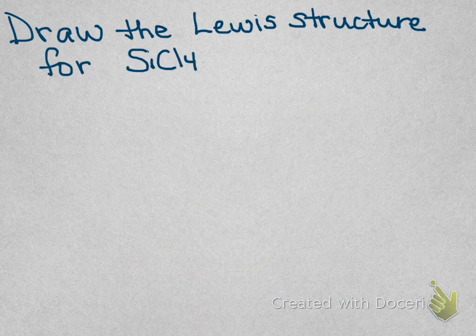Let's do one more. SiCl4. Okay, step 1, available electrons. Silicon has 4. Chlorine has 7 valence electrons available. There are 4 chlorines. So we have 4 plus 28. So we have 32 electrons available for this molecule.